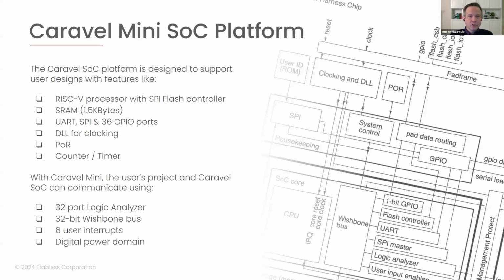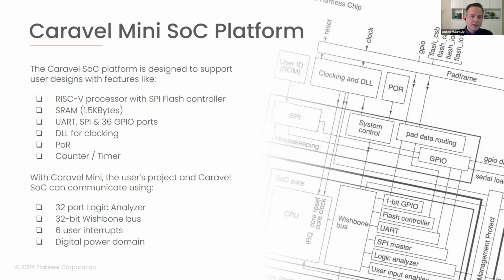So Caravel includes a RISC-V processor, which has its own integrated SPI flash controller, meaning that it automatically will read firmware code from an external flash ROM. It includes a small amount of local memory, which is for general processing and instruction cache. It provides a number of serial interfaces, such as a basic UART and a serial peripheral interface controller of its own that you can leverage. And as we said, 36 general purpose input-output pins.